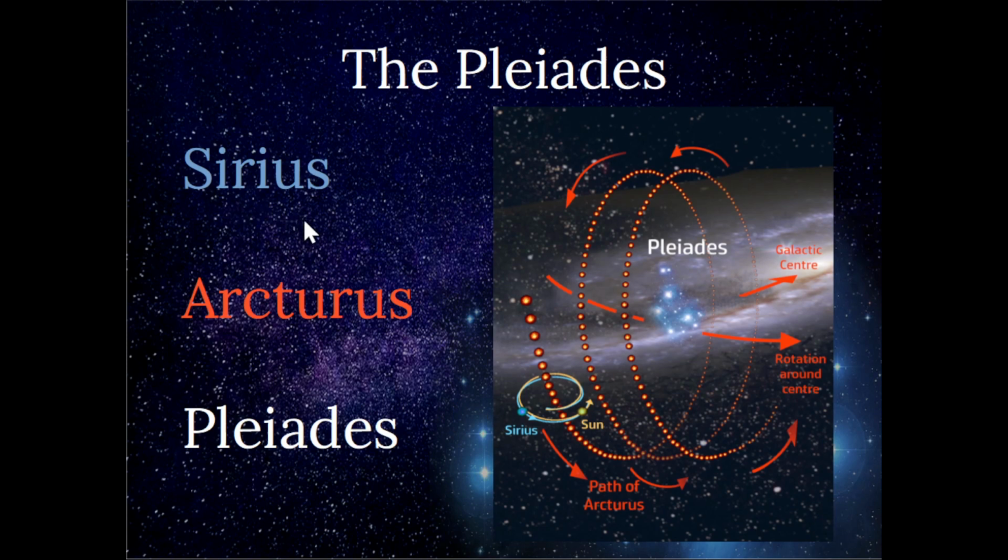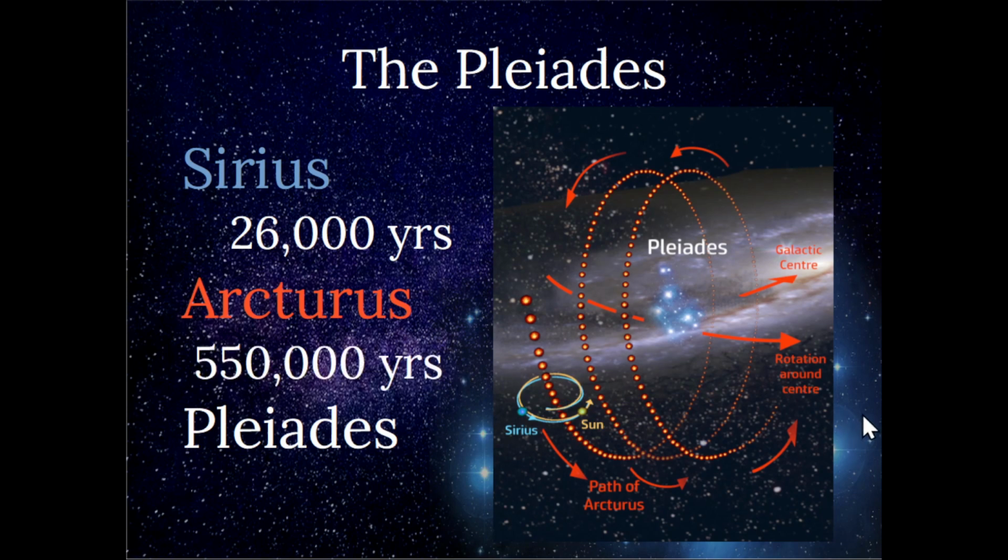So we go around, or we are in a relationship with Sirius that is 26,000 years, which is roughly 1 precessionary cycle. We go around Arcturus every 550,000 years, and together with Arcturus we go around the Pleiades once every 26 million years.